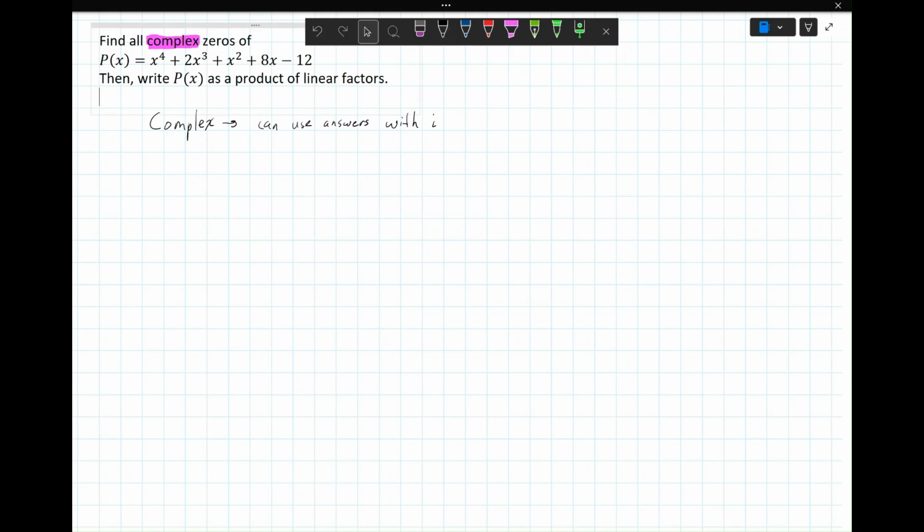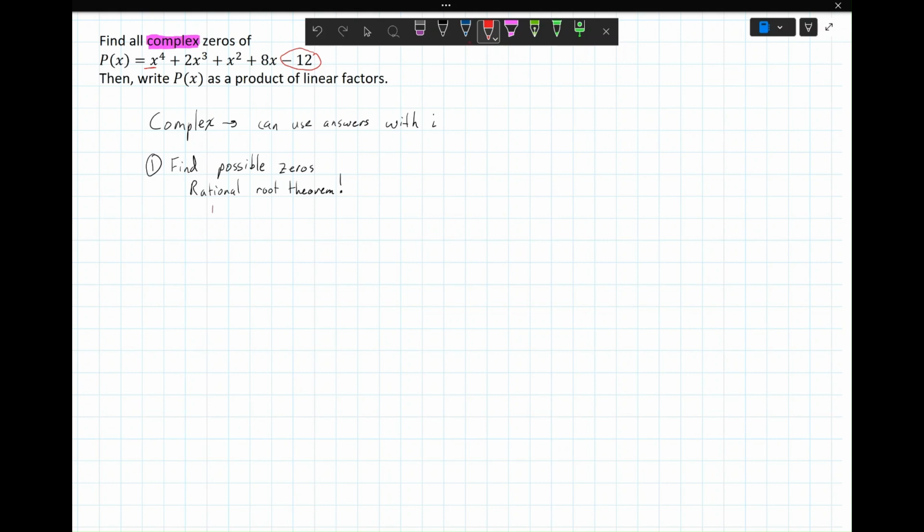So, solving these problems tends to go in a couple steps. The first thing we want to do is find possible zeros. Now, how do we find the possible zeros? We use our rational root theorem. So the rational root theorem says we look at the factors of the constant term divided by the factors of the leading coefficient.